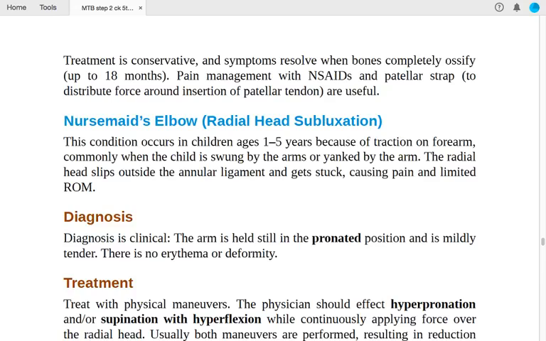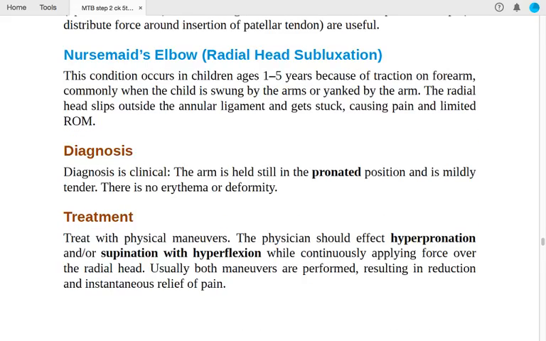Then we have nursemaid's elbow, that is radial head subluxation. This condition occurs in children ages 1 to 5 years because of traction on the forearm, commonly when the child is swung by the arms or yanked by the arm. The radial head slips outside the annular ligament and gets stuck, causing pain and limited range of movement. So this is about nursemaid's elbow.